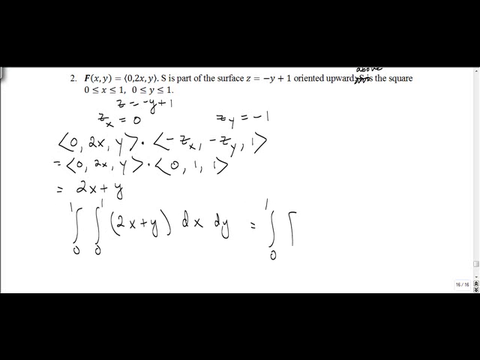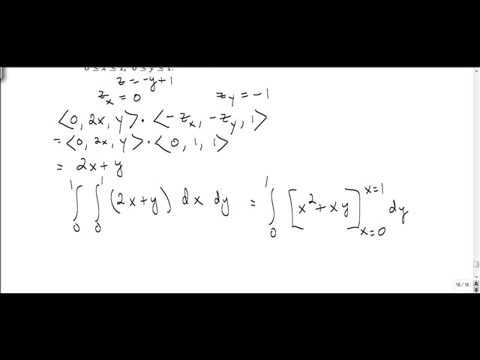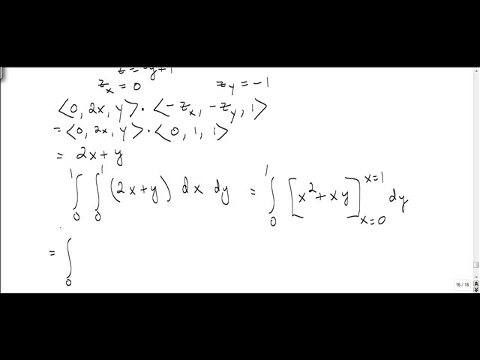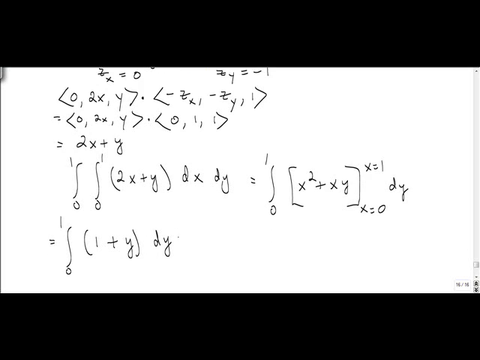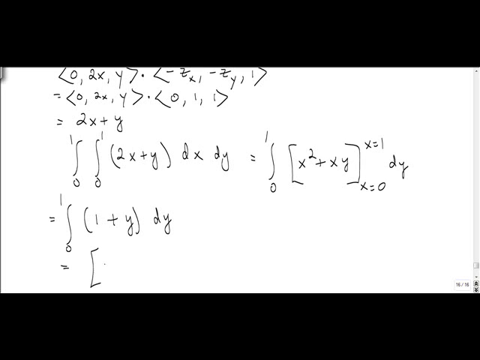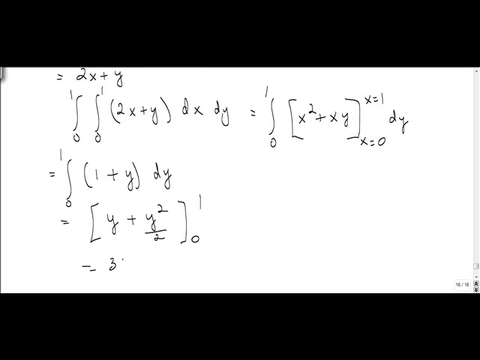With respect to x, let's integrate. What do you get? x squared plus xy, beautiful. x goes from 0 to 1. Substitute, what do you get? 1 plus y. Good. dy. Let's finish it up. Integrate. y plus y squared over 2, 0 to 1. Final answer. Great. That's it for surface integrals.